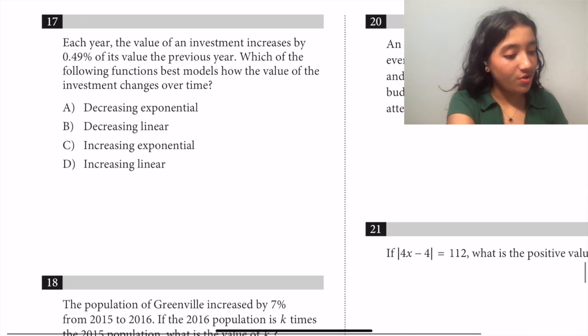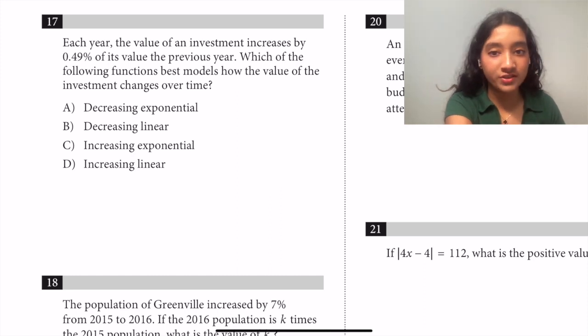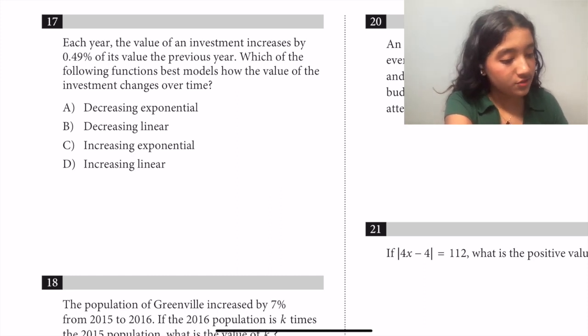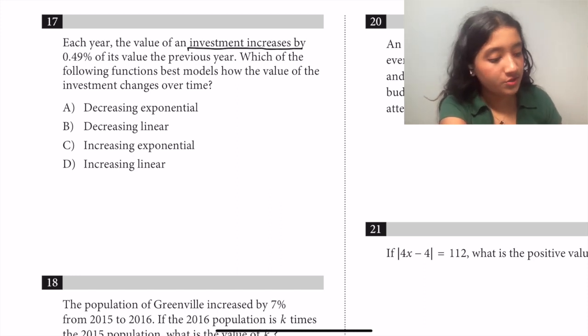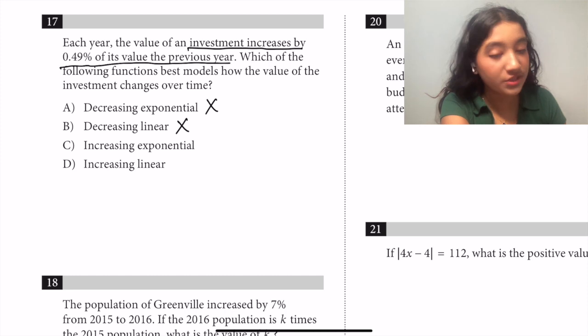Each year, the value of an investment increases by 0.49% of its value the previous year. Which of the following functions best models how the value of the investment changes over time? So first, we see that the value of the investment is increasing. So that means we can cancel out options A and B. We also know that it's increasing by 0.49% of its value the previous year.